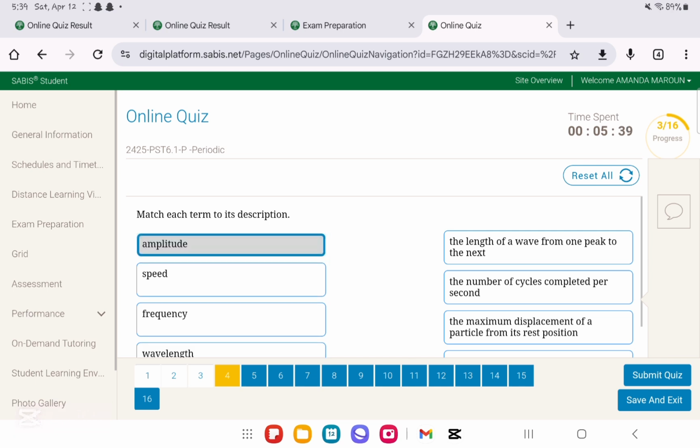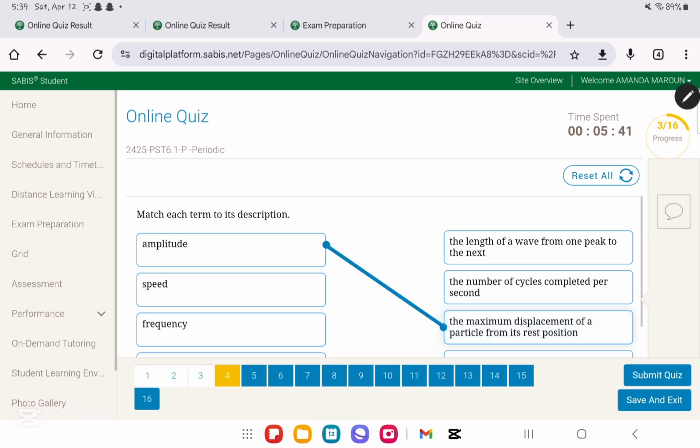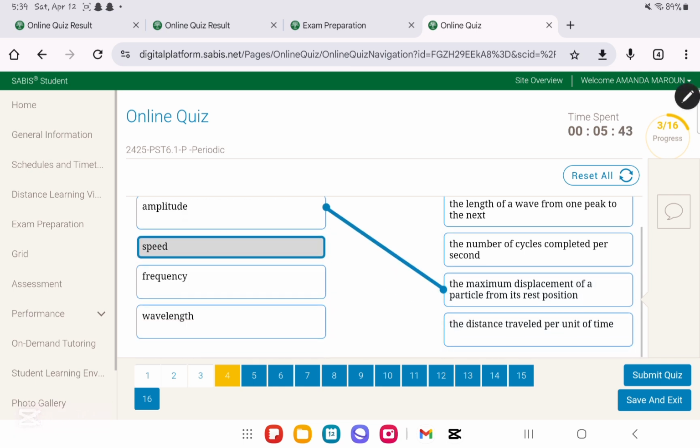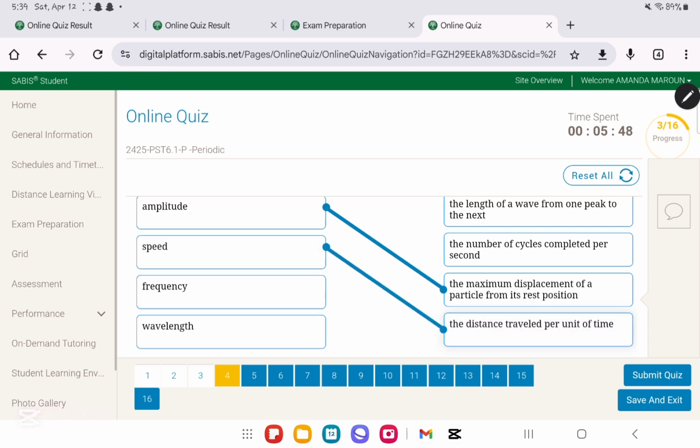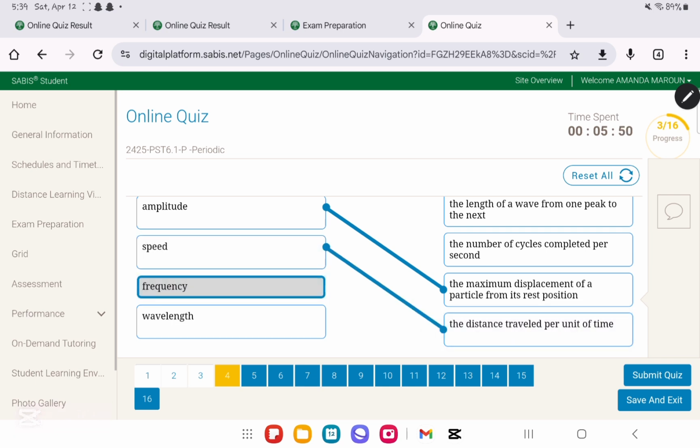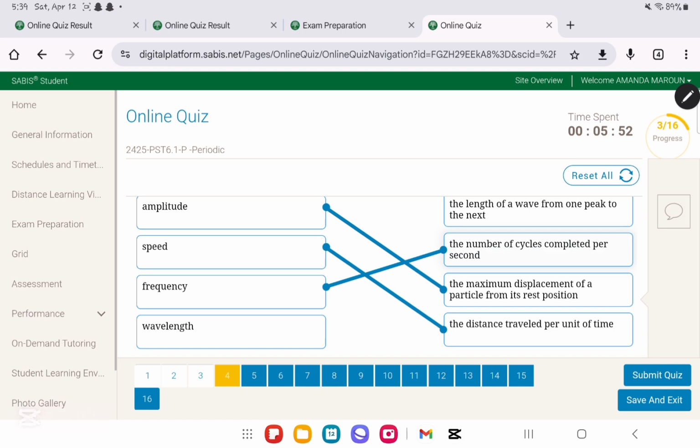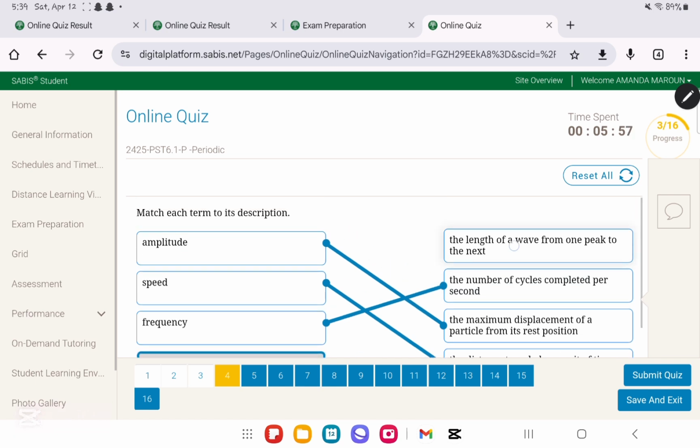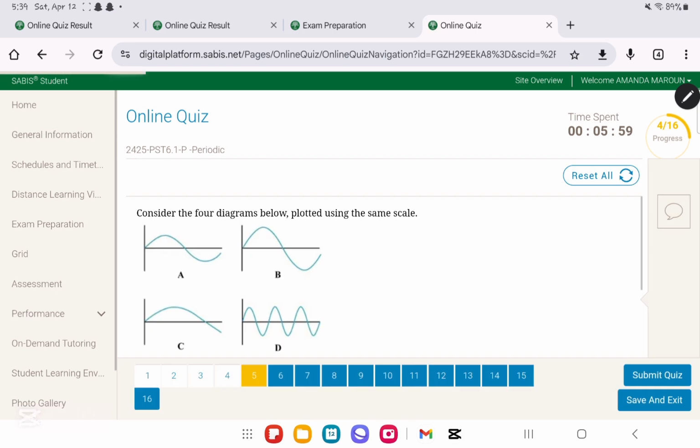So amplitude is the maximum displacement of a particle from its rest position. Speed is the distance over time, the distance traveled per unit time. Frequency is the number of waves per second, or the number of cycles completed per second. And then finally, the wavelength is the length from one peak to the next, or from crest to crest, or from trough to trough. Okay, we move on to question number 5.